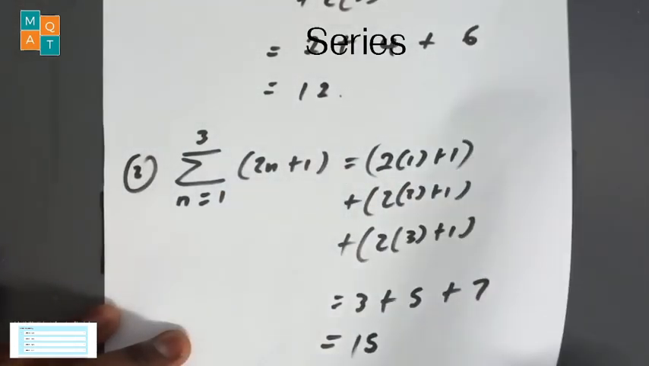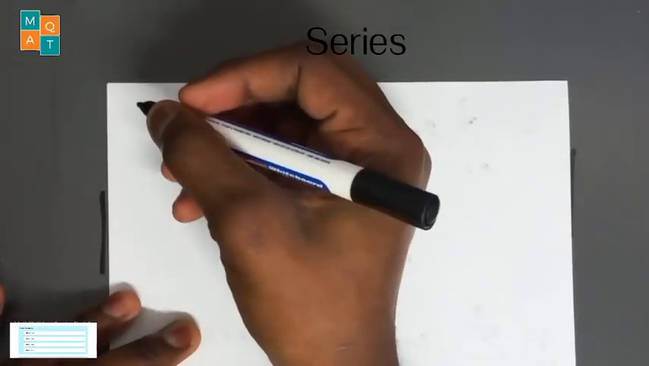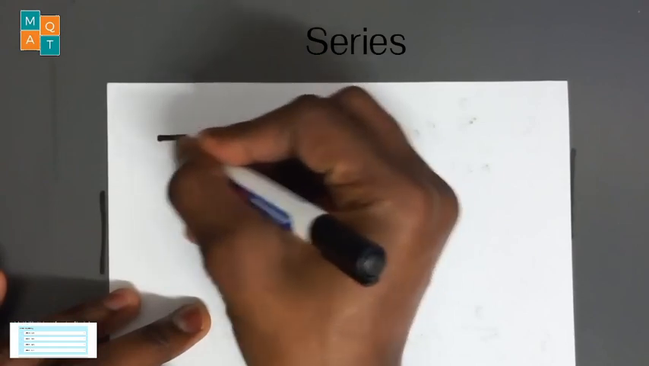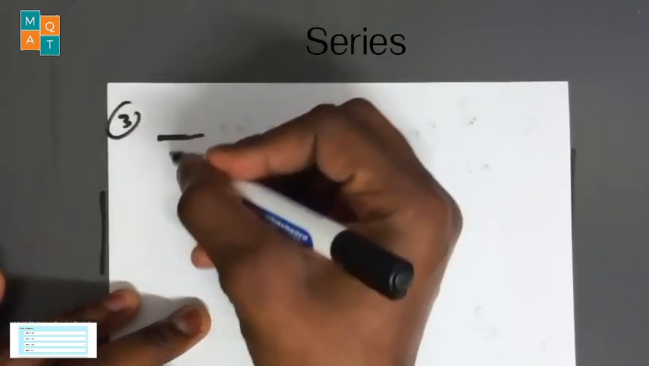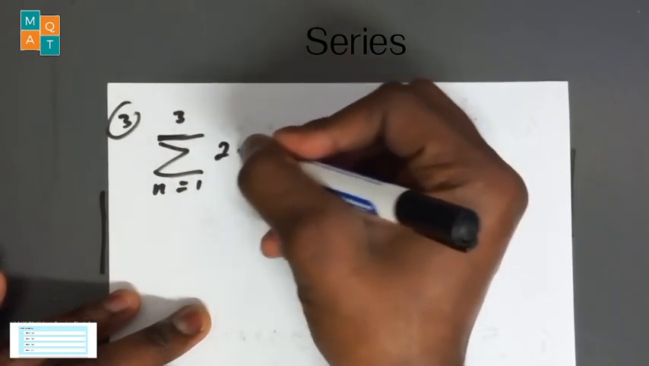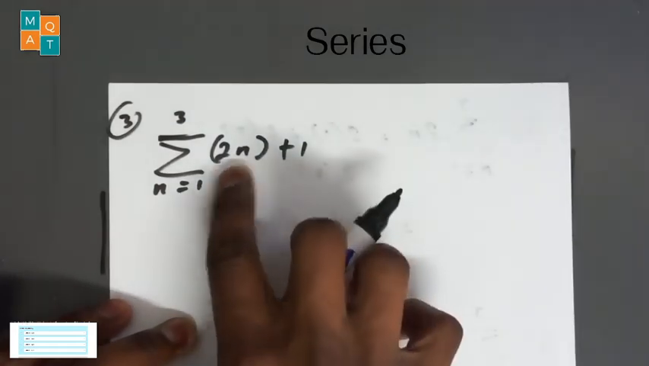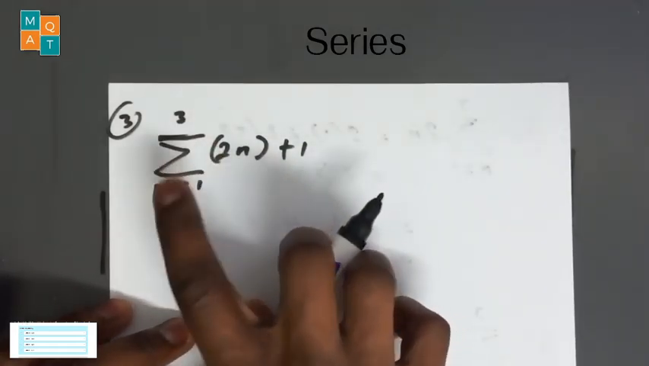Now, let's take the same example, but let's just change something. Say now we have a sum, example number 3, where n is equal to 1 up to 3, and then we've got 2n, and we have plus 1 outside. Please note that only what is in the bracket belongs to the sigma, and everything else from there does not.